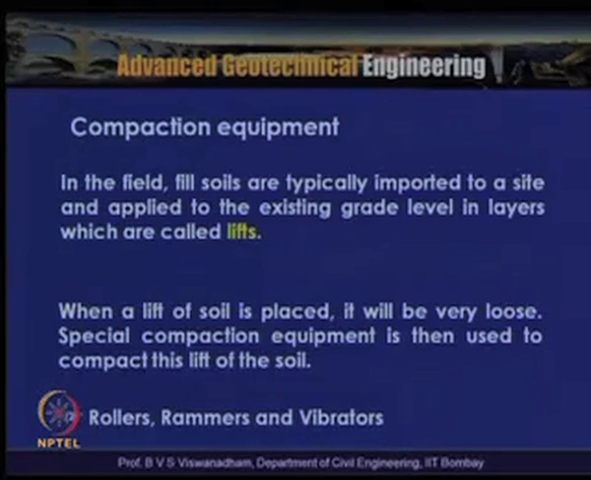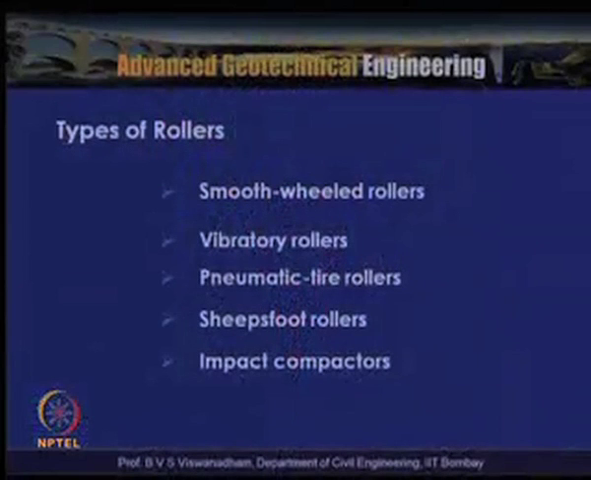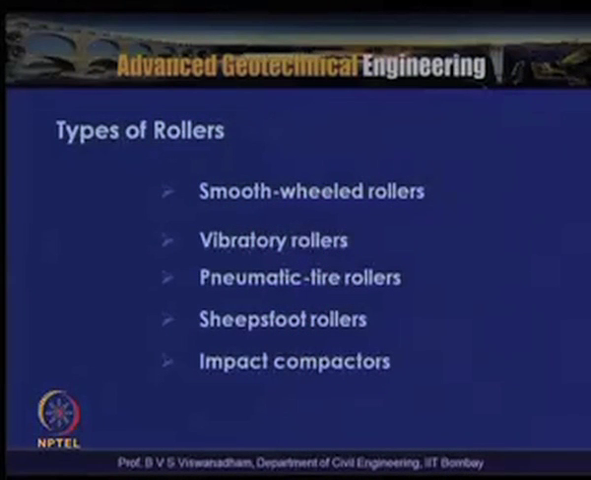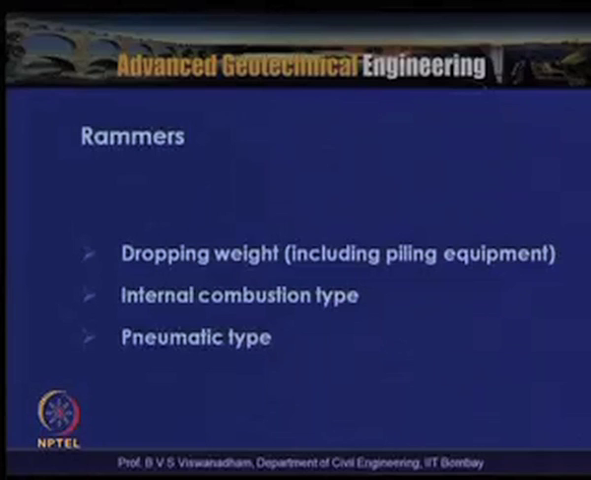We have different types of soils, and for these, different types of equipment are required. These are basically types of rollers, where we have smooth wheel rollers, vibratory rollers, pneumatic tire rollers, sheep's foot rollers, and very recently impact compactors. Then there are rammers, which induce a dropping weight. These include piling equipment, and internal combustion type rammers or pneumatic type rammers.